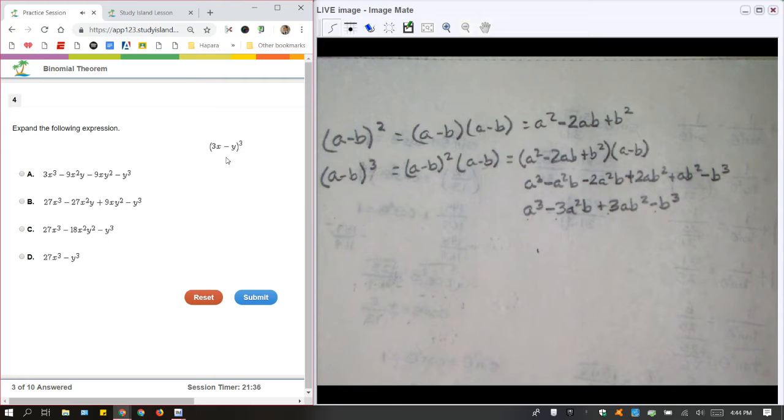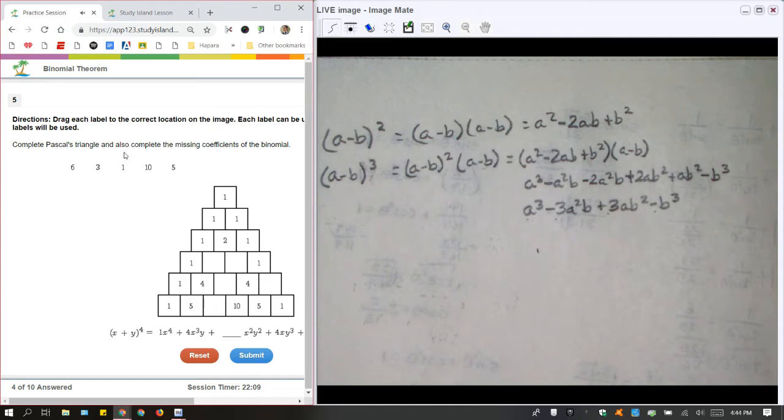Expand the following expression: 3x minus y to the third power. Okay, to the third power means we're going to have four terms. So we've got this one with four terms, this one with four terms, this one only has three, and this one only has two. So again, we're only looking at a and b at this point. And we're subtracting, so it's going to be positive, negative, positive, negative. So which one goes positive, negative, positive, negative? It's going to be this one. Positive, negative, positive, negative goes in the right order: x cubed, x squared y, xy squared, y cubed.